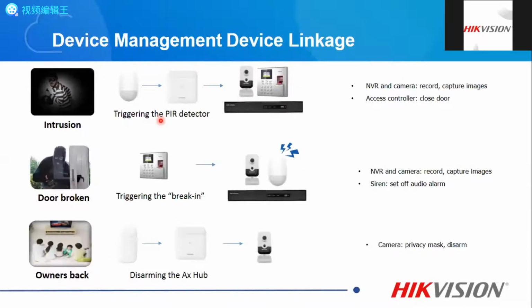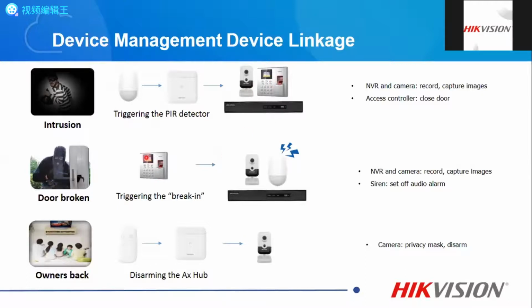Right, just a bit more examples on that. You can see here, for instance, for intrusion, if the PIR detector is triggered, it can trigger the HikPro alarm. And once this is triggered, you can set maybe a camera to start recording. So through this linkage, we can set a specific camera to start recording. Or if you've got an access control device, we can maybe set the door to lock as well.